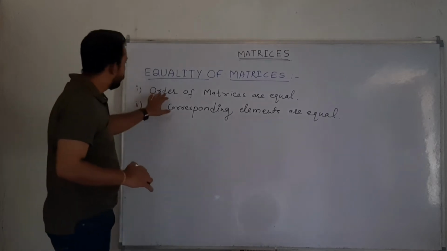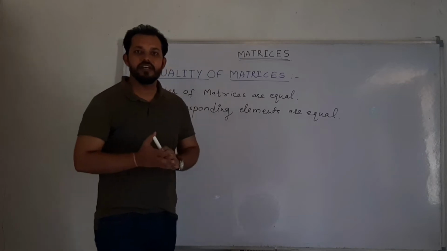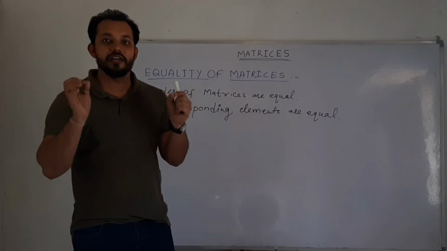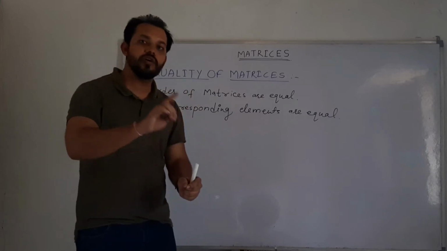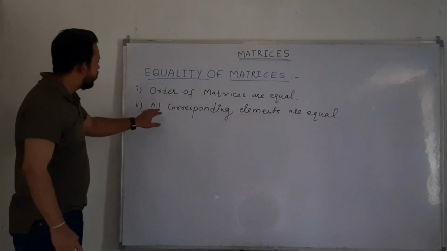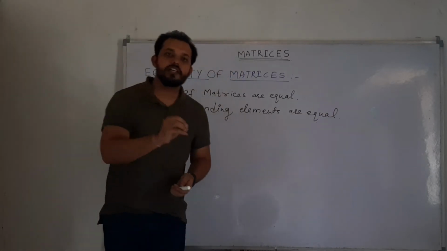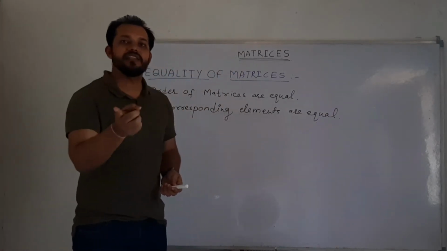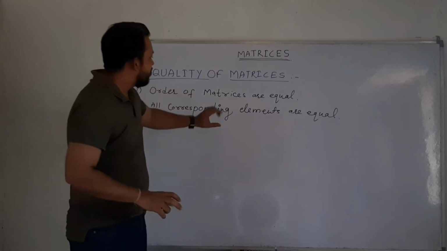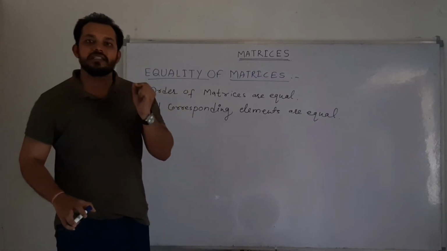The first one is that the order of the matrices is equal. That means the number of rows and the number of columns in both matrices are equal. And the second criterion is that all corresponding elements are equal. All the corresponding elements of both matrices should be equal. If any two matrices satisfy these two criteria, then we can say that both matrices are equal.